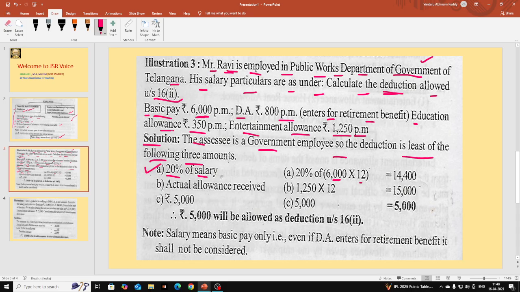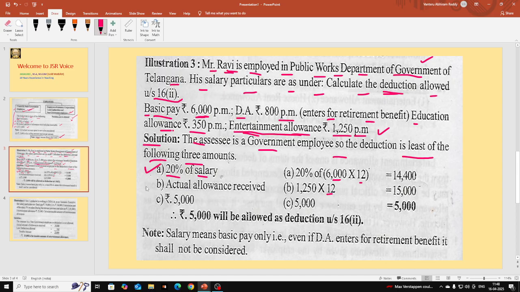Next, the second point is the actual allowance received. So what is the actual entertainment allowance he is receiving? You can see here in the question, 1,250 per month. You should take it for 12 months, students, always. 1,250 into 12, you will get 15,000.